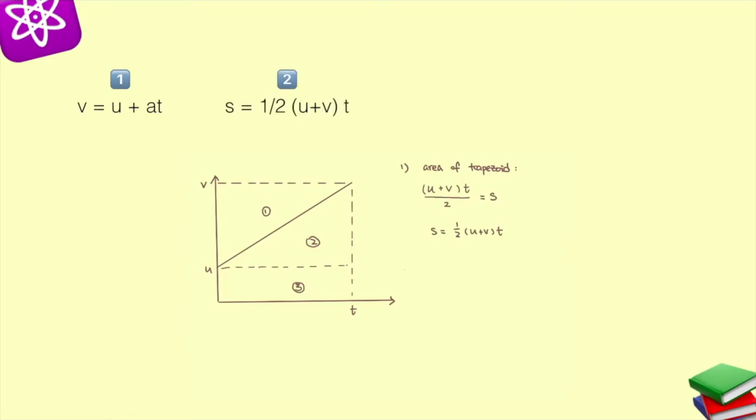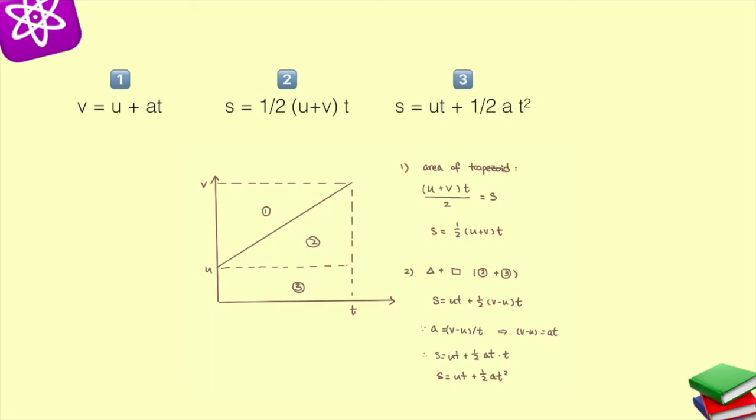We can also calculate the area by breaking down the trapezoid into a rectangle and a triangle. If we do it this way, the area will be s equals ut plus 1/2 of (v minus u) times t. Because we know that v is equal to u plus at from the first SUVAT equation, we can substitute in this relationship and rearrange the equation. Then we will get s is equal to ut plus 1/2 of at squared, and this is our third SUVAT equation.